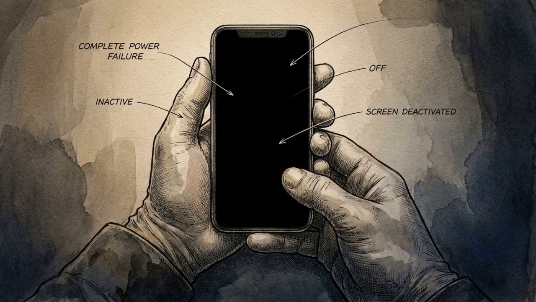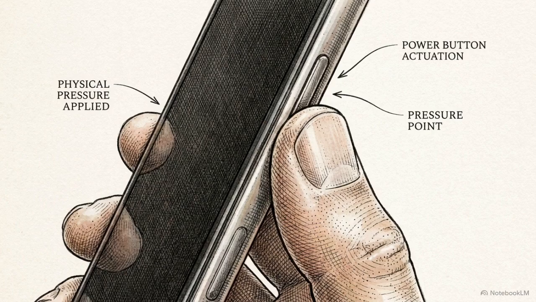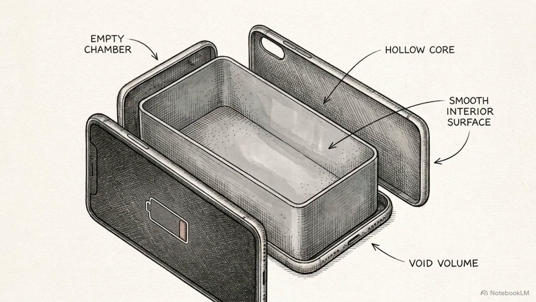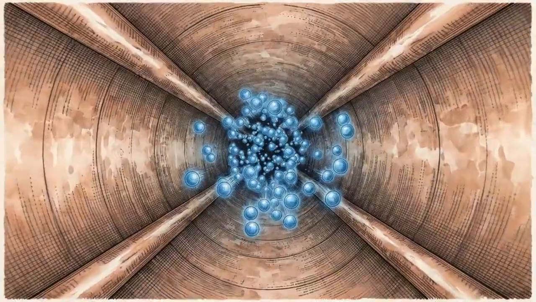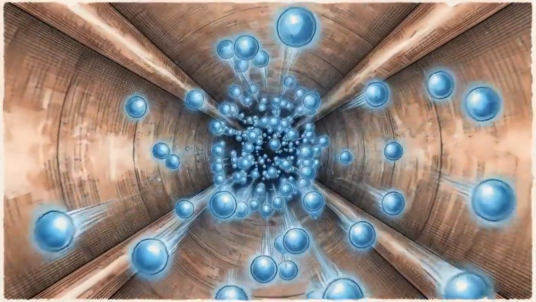You are holding your smartphone, and the battery is completely dead. You press the power button, and you get nothing but a black screen. It feels like the device is entirely empty. Your dead phone is actually packed to the brim with electricity.